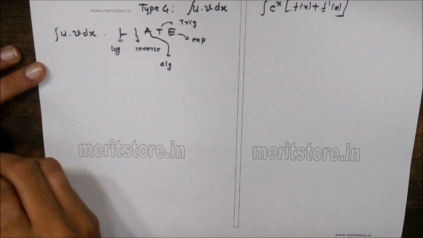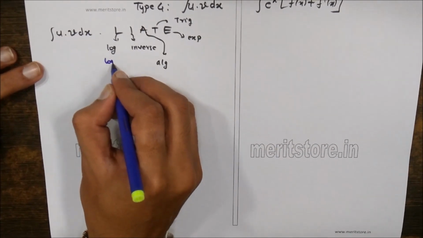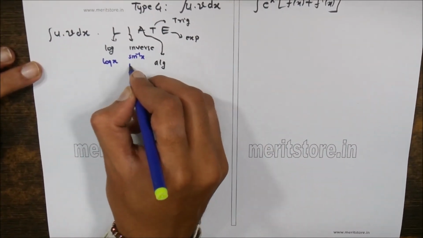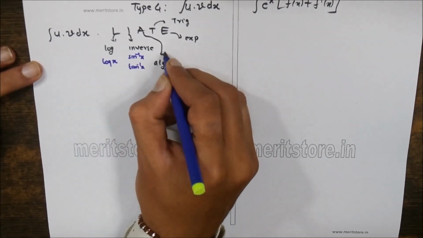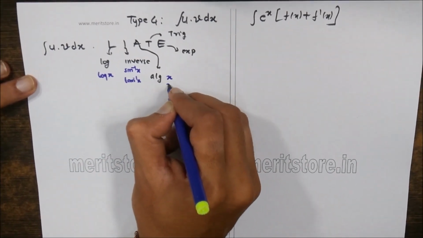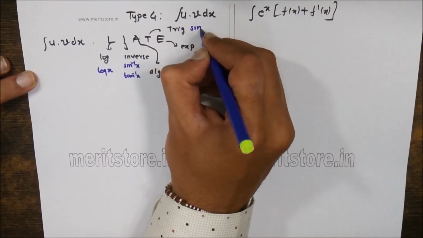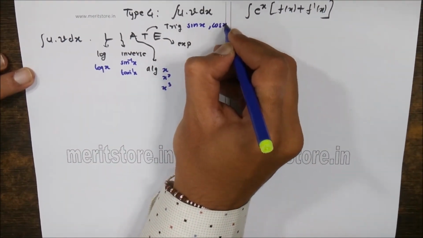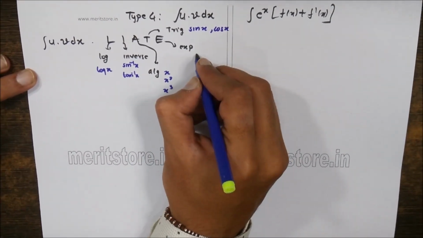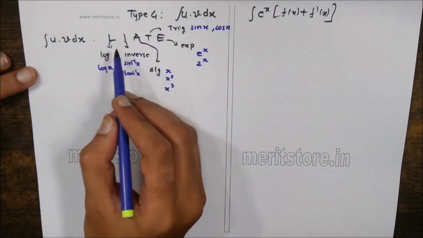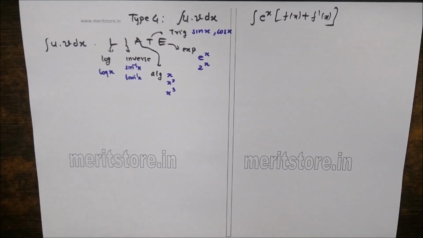Example of each category: this is of the category log x. Here the examples of inverse would be sine inverse x, tan inverse x, etc. Algebraic terms are like x, x square, x cube. Trigonometric terms like sin x, cos x, tan x, etc. Exponential terms of the category e raised to x and 2 raised to x. So we keep it in the order of LIATE.